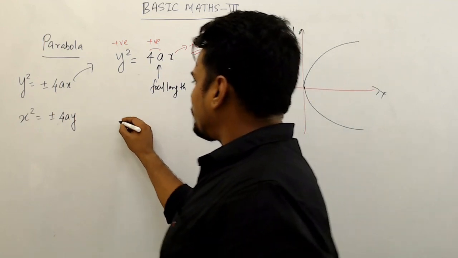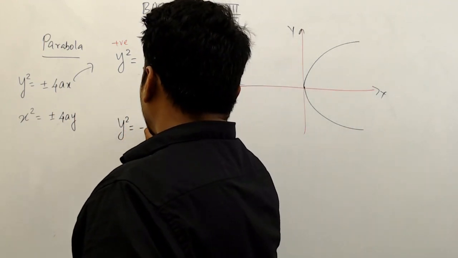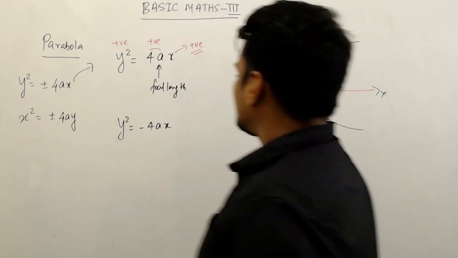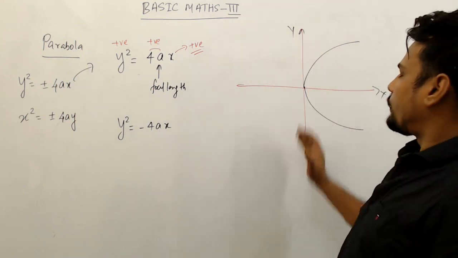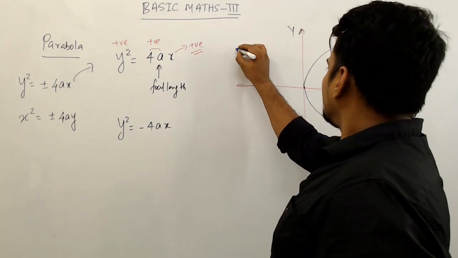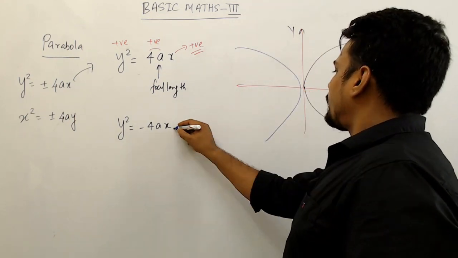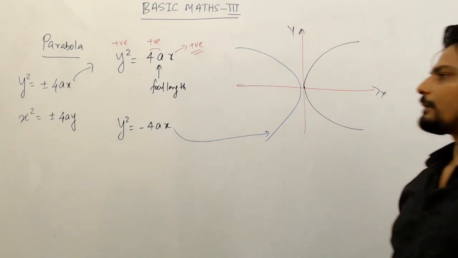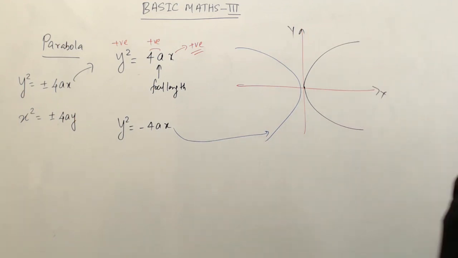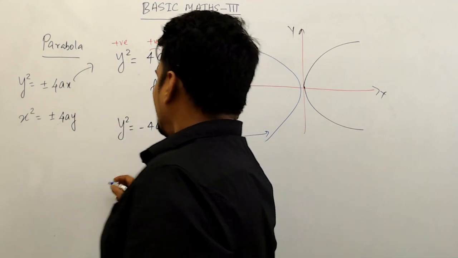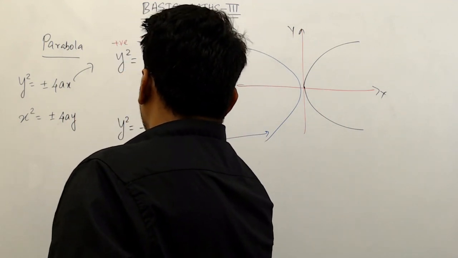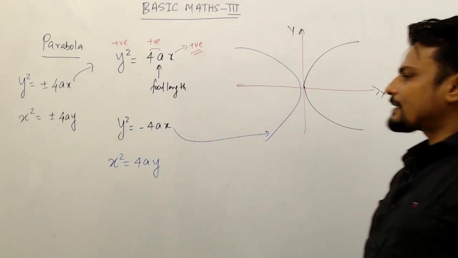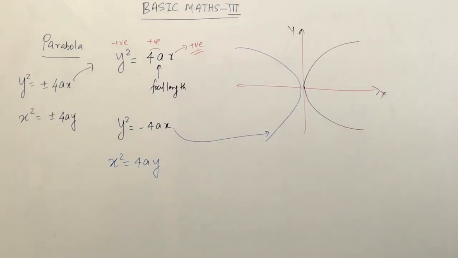And if I just have, let's say, y square equals minus 4ax, in that case, I'm going to get the mirror image of this graph, with the y-axis acting as a mirror. So here we have the graph for this equation. As simple as that. Now, let me talk about the second thing, which is your x square equals plus 4ay. The same rule would be applicable over here.